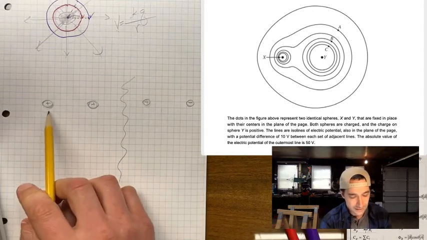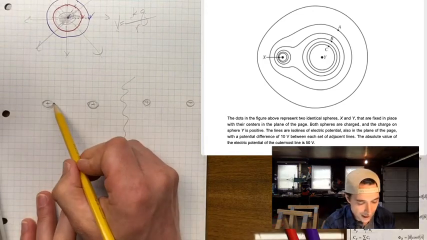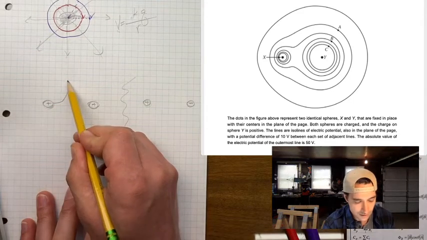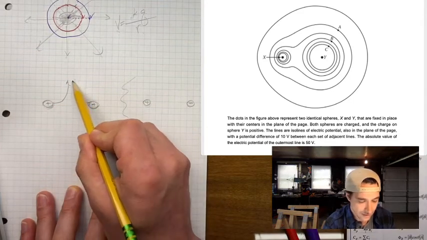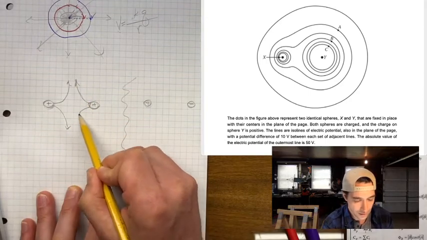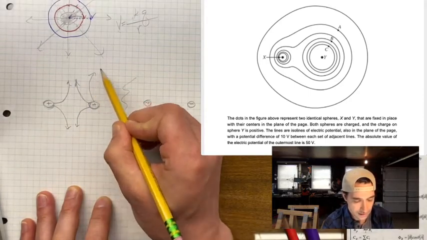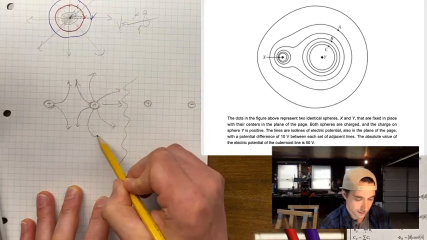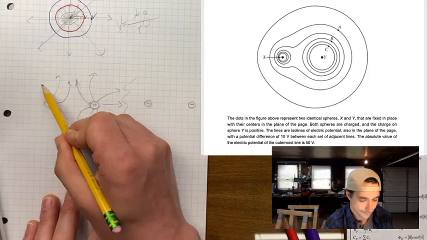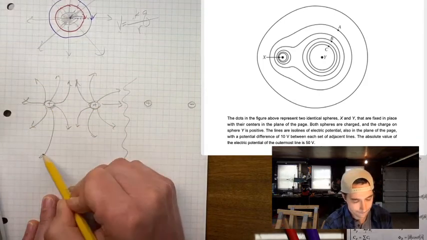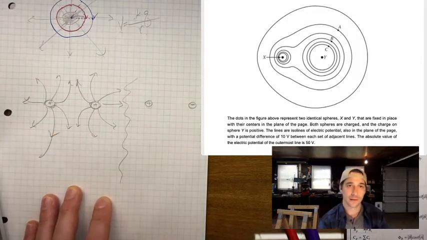So in that case, same signs. We know positives have electric field lines that stick out, and they're going to kind of bend away from each other. Pardon my kind of sloppy drawing. And these bending lines, okay?